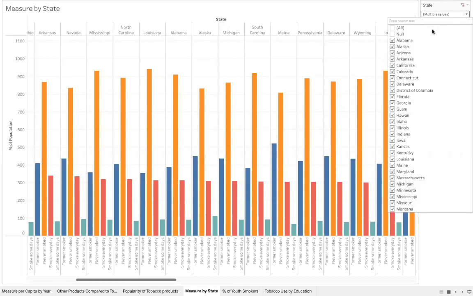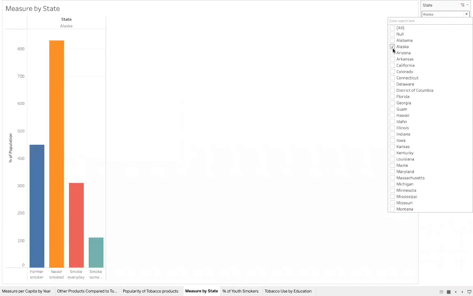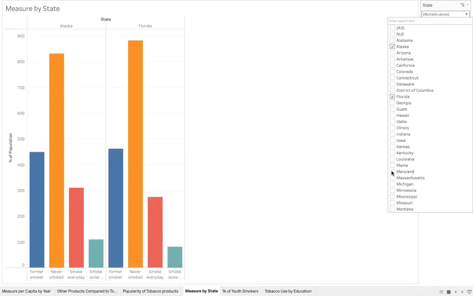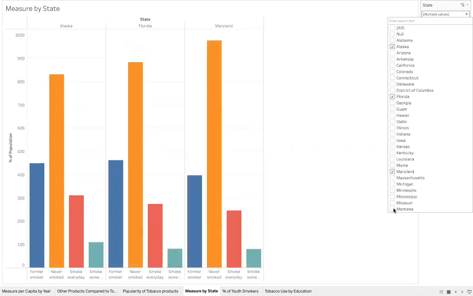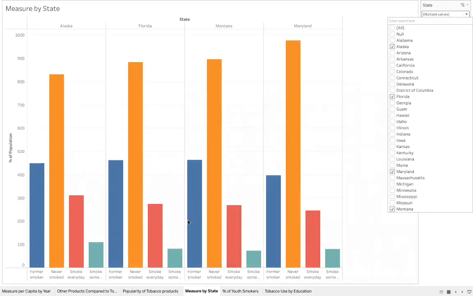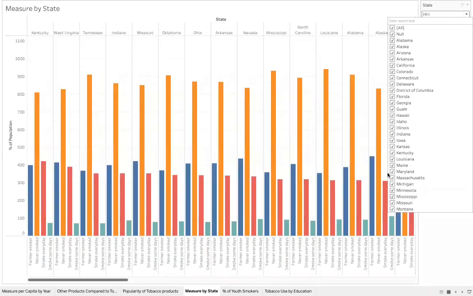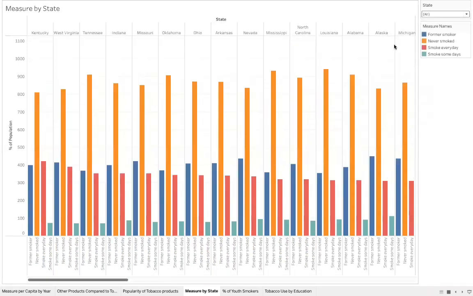So as we can see here, let's say we only want to see only Alaska, Florida, Maryland, and Montana, it would be easier for someone to be able to read this compared to seeing all of them on one screen.